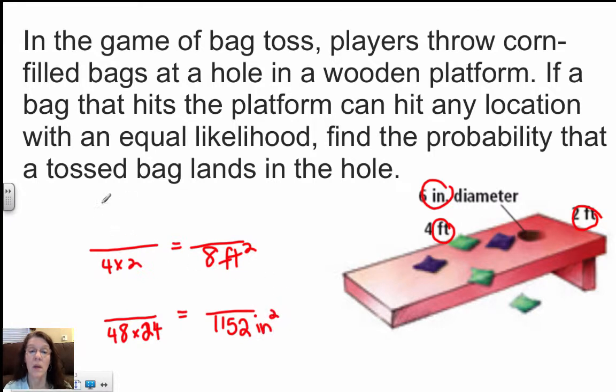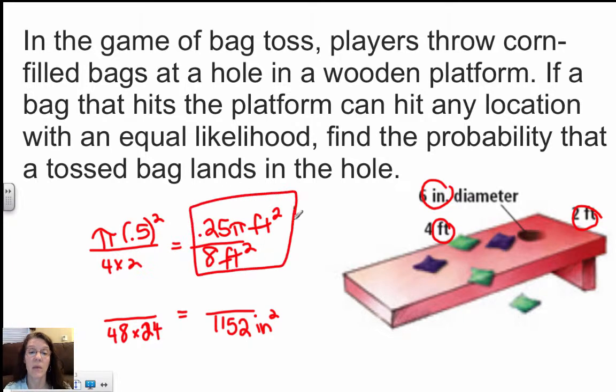All right. Now, the piece that it goes in here is just that little circle. So it has to hit that, which is, if we think of this in feet, remember the area of a circle is pi r squared. So pi times the radius. But if we're talking about feet, the radius is 1/2 foot, squared. So this would be 0.25 pi square feet over 8 square feet. That would be the probability that we land in the hole.